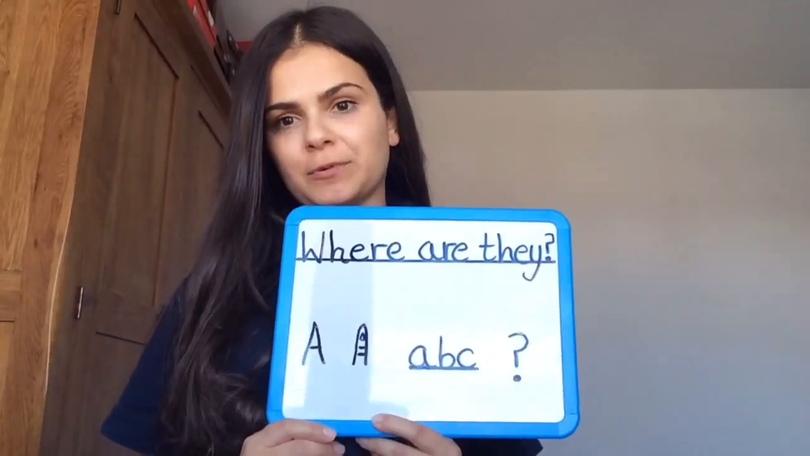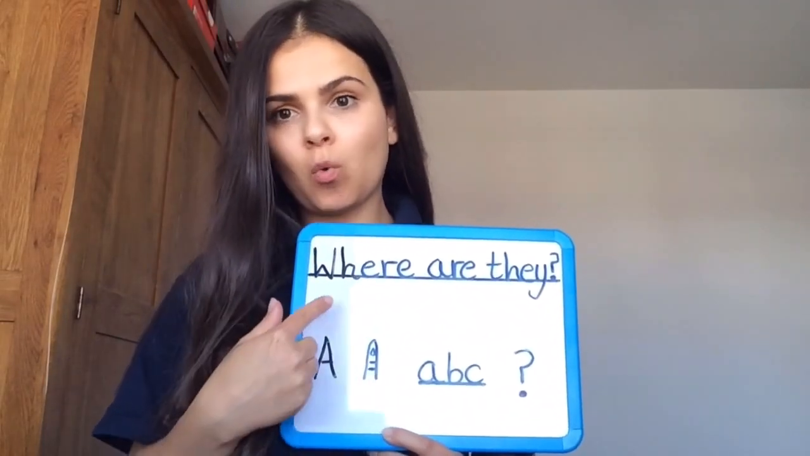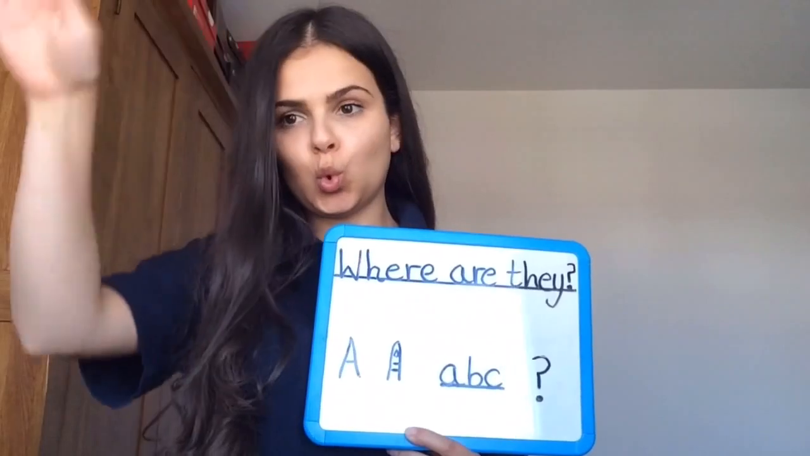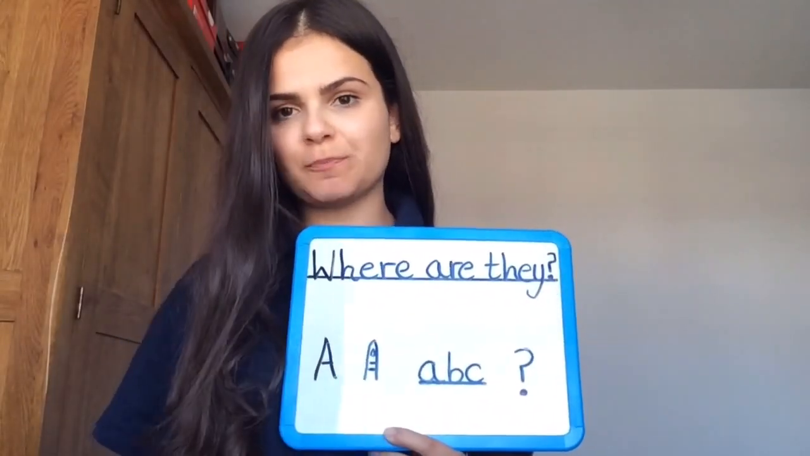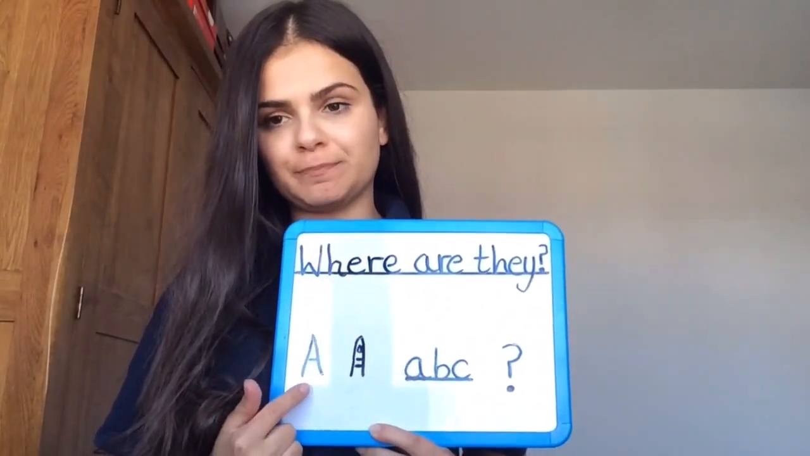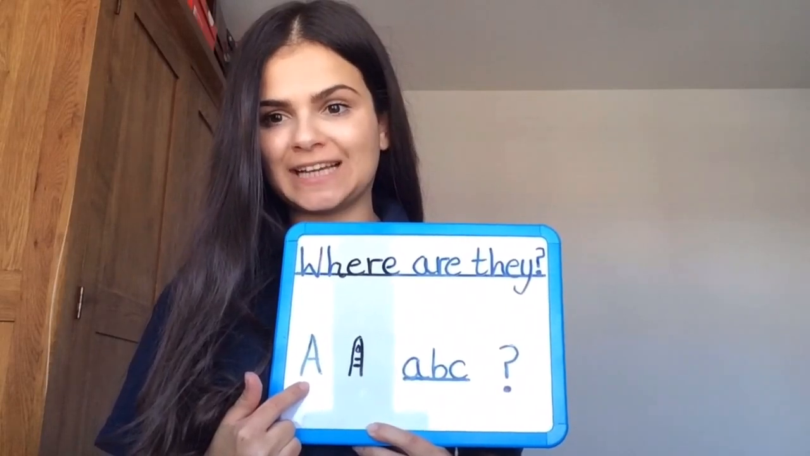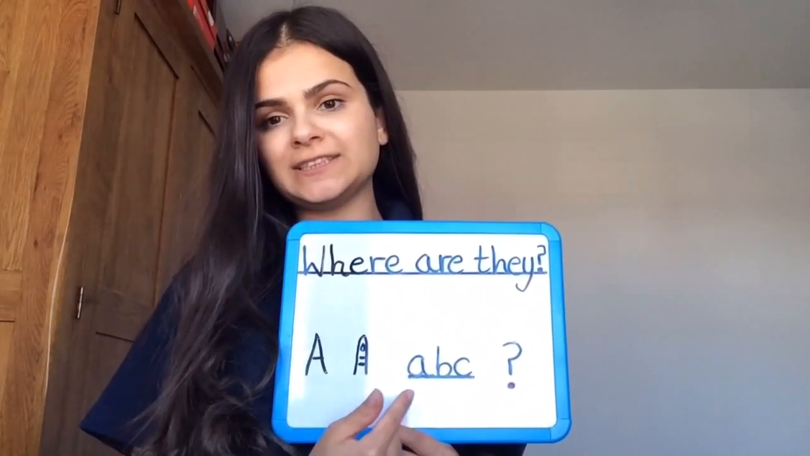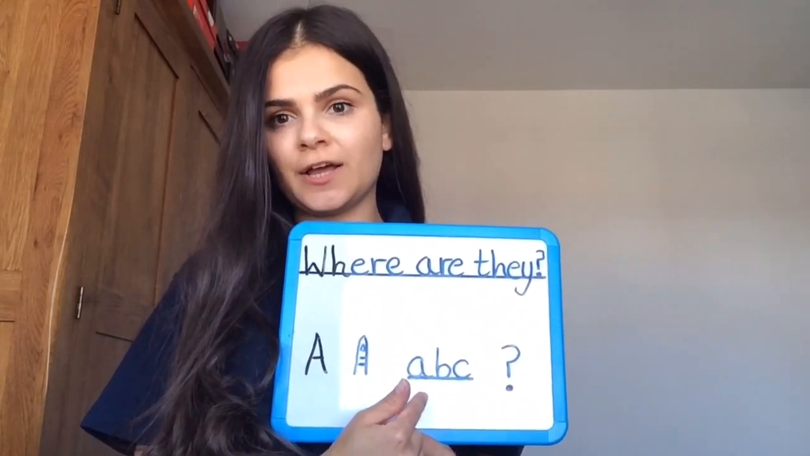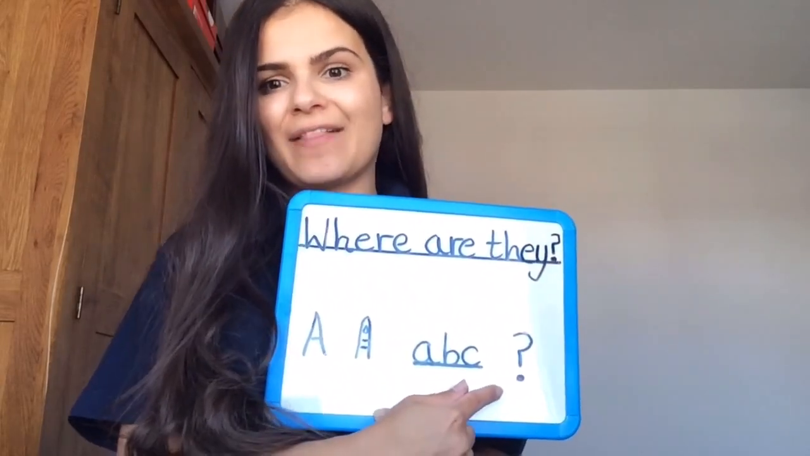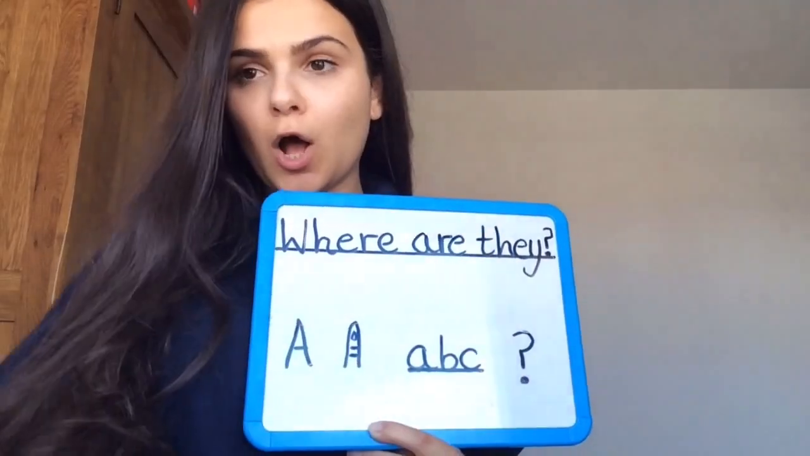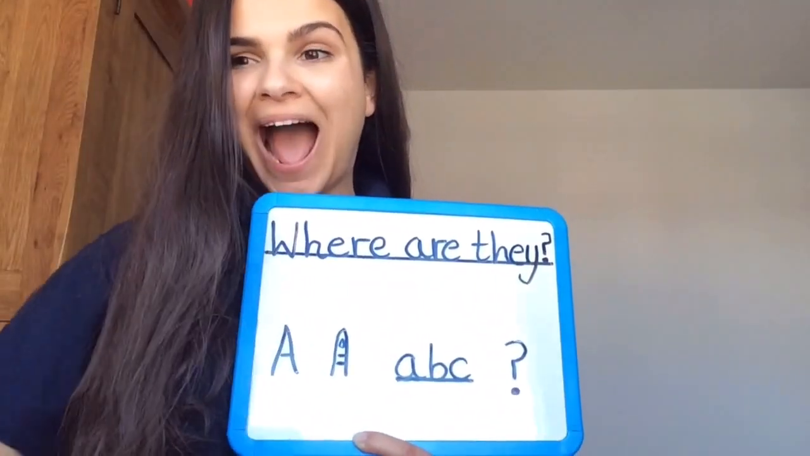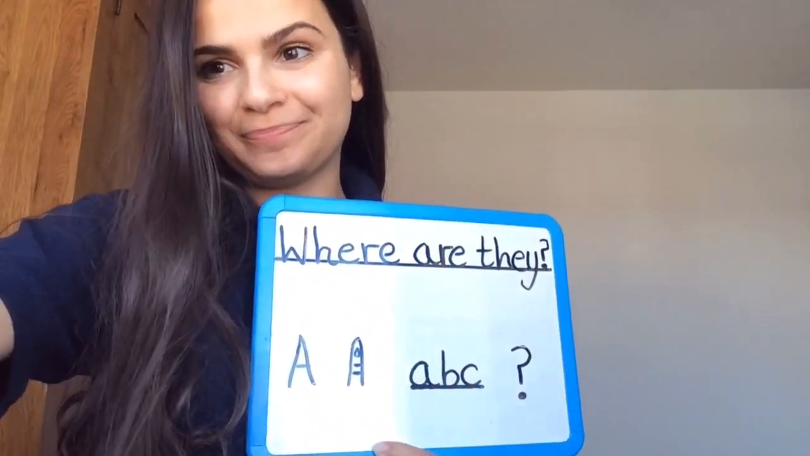Time for your check, everybody. So your question was, where are they? Where are they? Ooh, with a question mark at the end. So you should be checking that you've included your capital letter at the start of your sentence, finger spaces in between all your words, that your letters all sit on the line, the ones that need to, and that you've got your question mark at the end of your question.